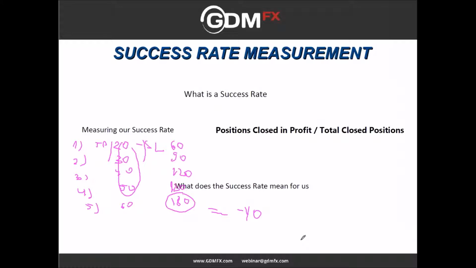If we consider, however, the same example with all positions having the same take profit cash potential and stop loss potential, then the result would be quite different. Then we would have, if all of them are with take profit of $20 and the last one is a losing position of $60, then this would equal a plus $20 of profit.